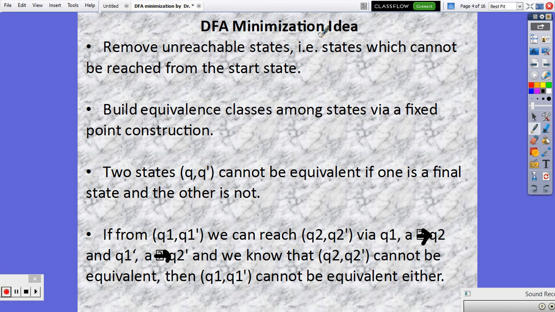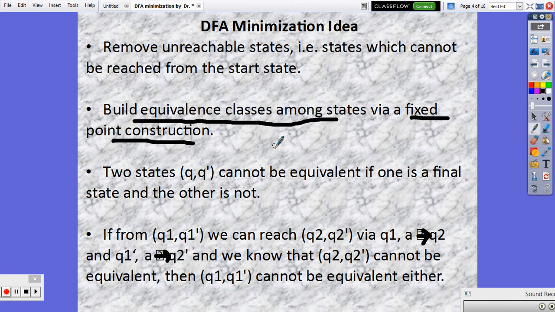So the basic idea is we will remove the unreachable states, that is the states which cannot be reached from the start state. Also we'll try to identify the dead states. We'll identify the non-distinguishable states. Now for doing this, we will build the equivalence classes among the states through one method. That method is called fixed point construction, that we will learn.